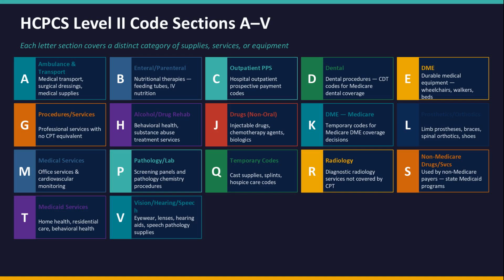J codes. This is one of the most frequently used sections in HCPCS. J codes cover injectable drugs, everything from a simple B12 injection to chemotherapy infusions to biologics.